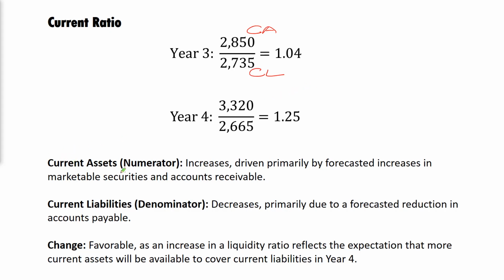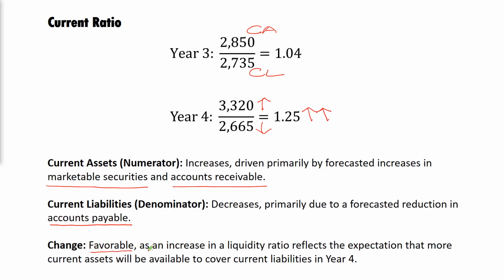So the numerator here is current assets, and notice that it says we're expecting an increase in marketable securities and accounts receivable in year 4. That's what's driving an overall increase in the numerator. It also noticed that we're expecting a decrease in accounts payable. Well, a decrease in the denominator coupled with an increase in the numerator both will have the effect of driving that ratio up, and it does increase significantly from 1.04 to 1.25.